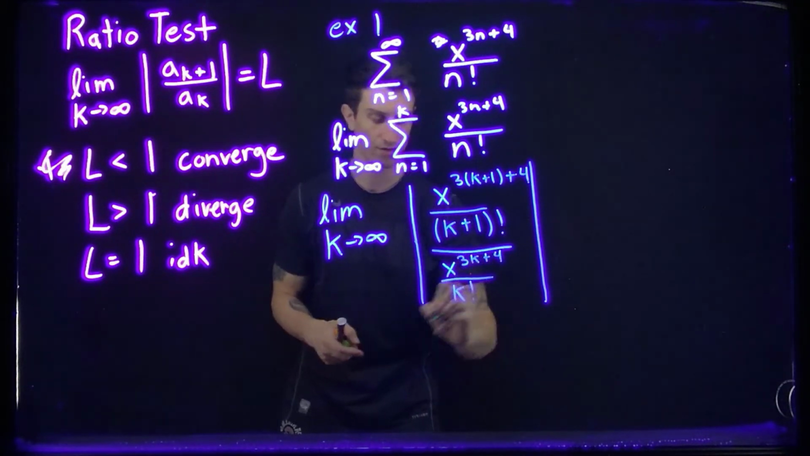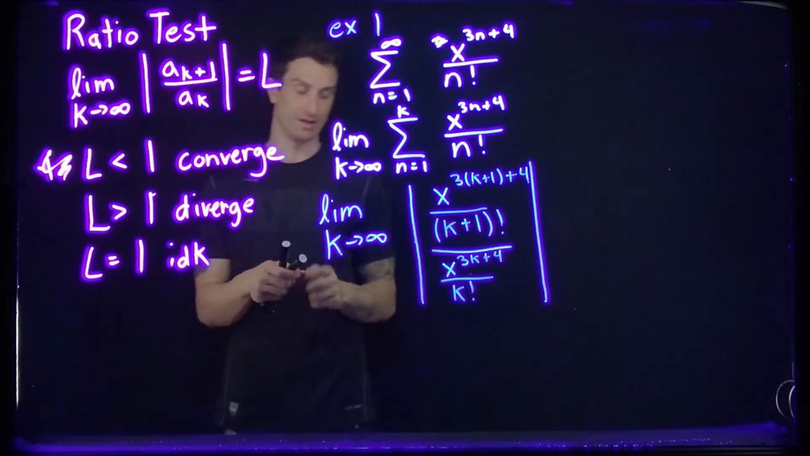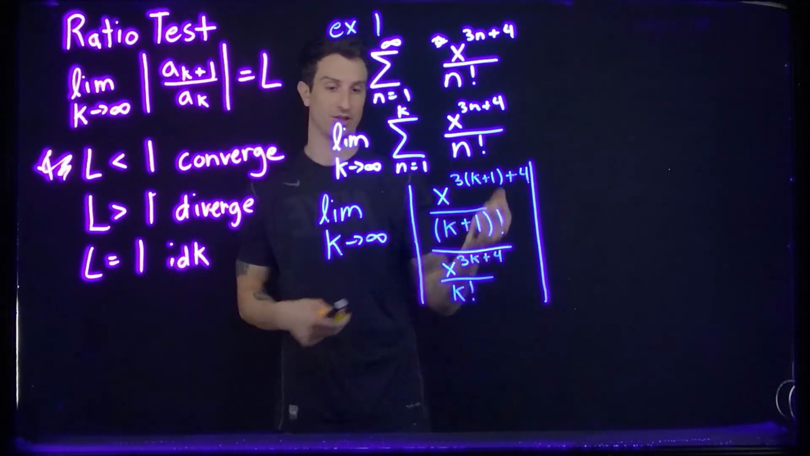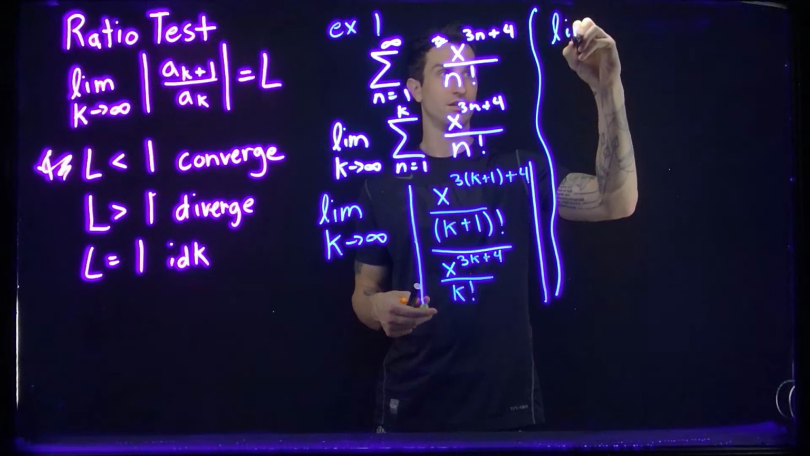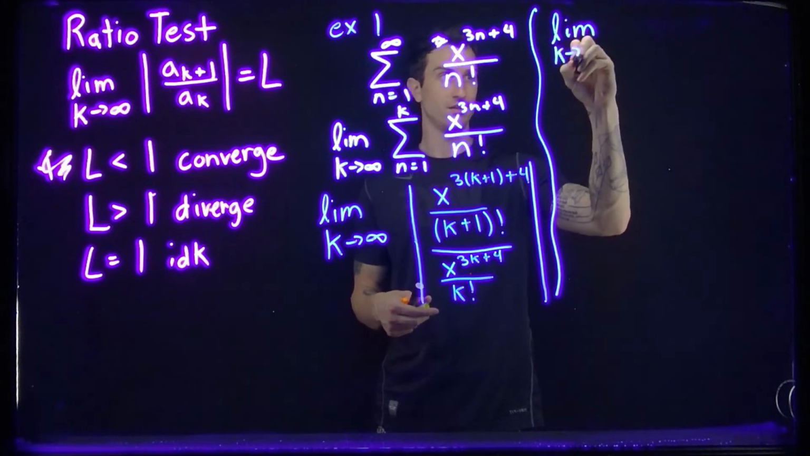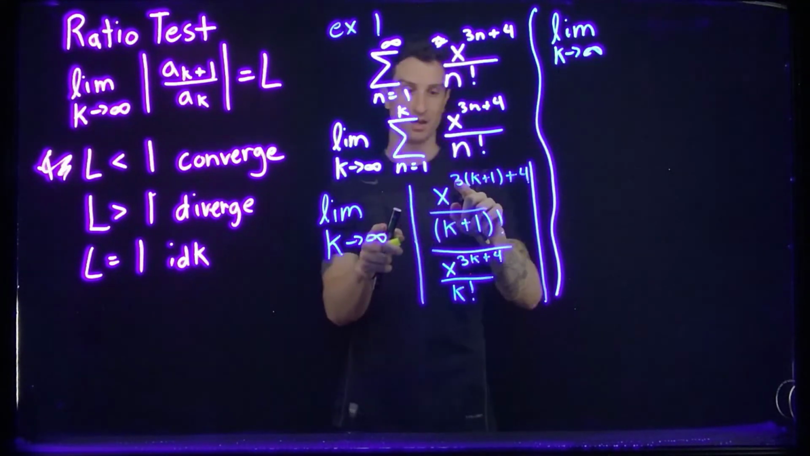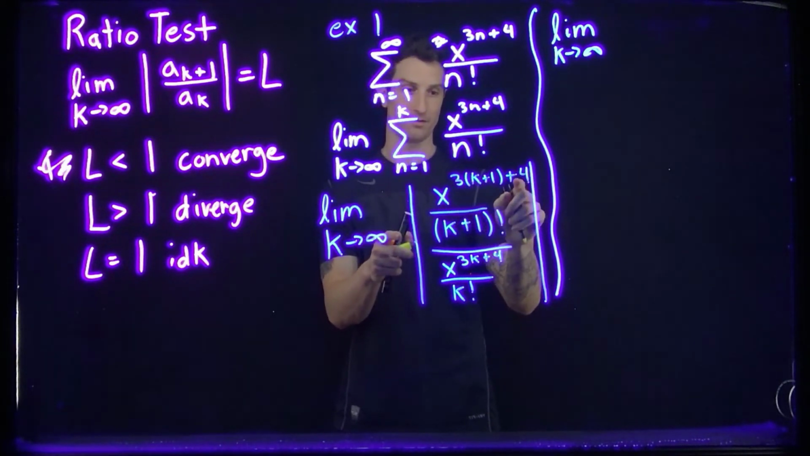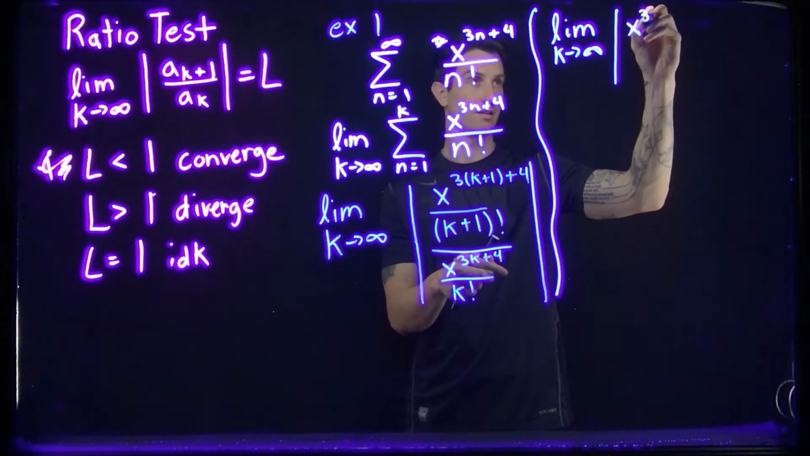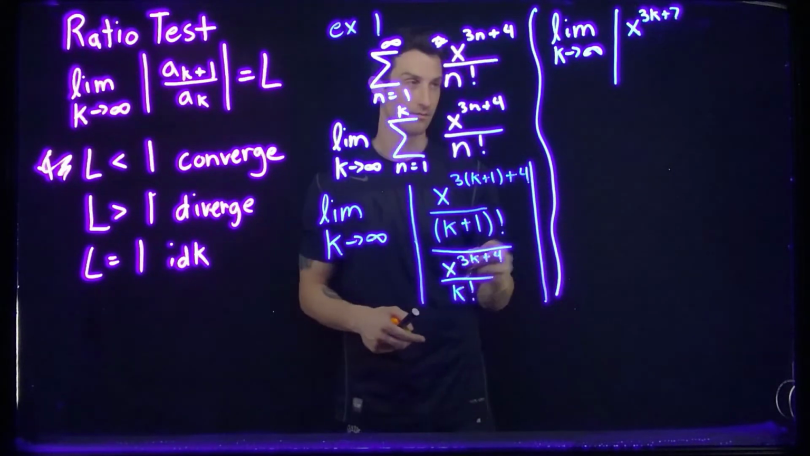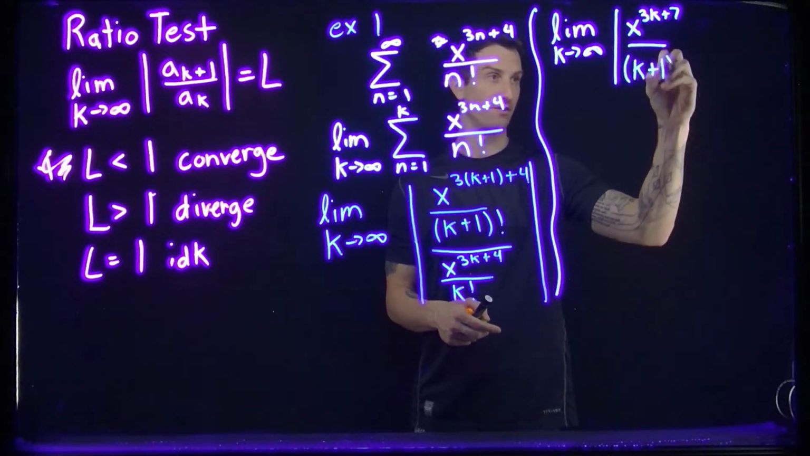all over k factorial. So we have this weird 4-layered fraction. But instead of having a weird 4-layered fraction, we can flip it. It's just an algebra trick to get this to be a regular 2-layered fraction. So we'll draw a line here. We have the limit as k goes to infinity. Let's go ahead and separate all this stuff. This ends up being 3 times k, so this is going to be x to the 3k plus 7, because 3 times 1 plus 4, all over (k plus 1) factorial.